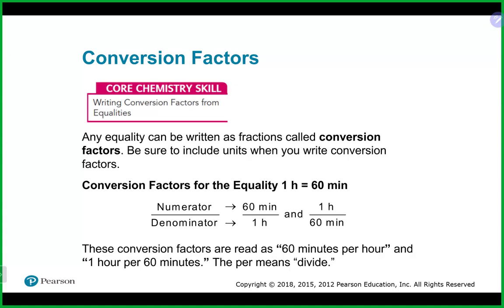So for example, let's just say I had 45 miles per minute. So maybe I'm moving 45 miles per minute. That's pretty fast. And let's just say that I wanted to know how many feet per second that was, for example.